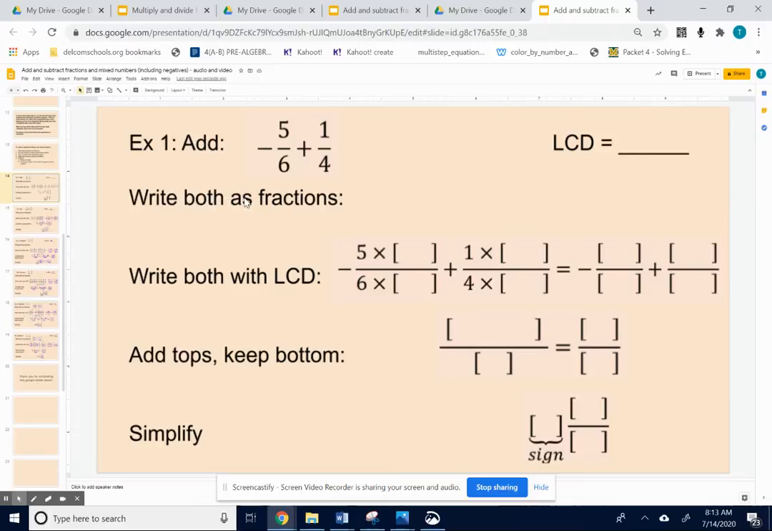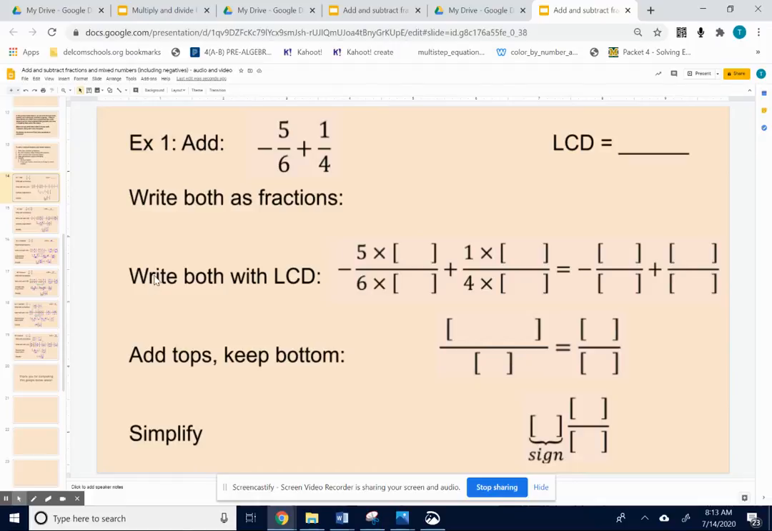We're going to write both numbers as fractions. We're going to make sure we write them with the least common denominator. We're going to add the tops, keep the bottom, and simplify. So for this problem, the first thing we want to do is write both of these numbers as fractions. Notice they already are. That's why I have no blanks right there, because that's a done deal.